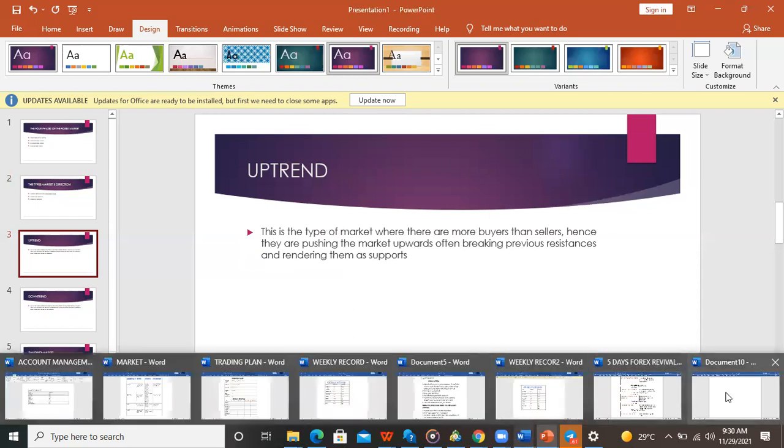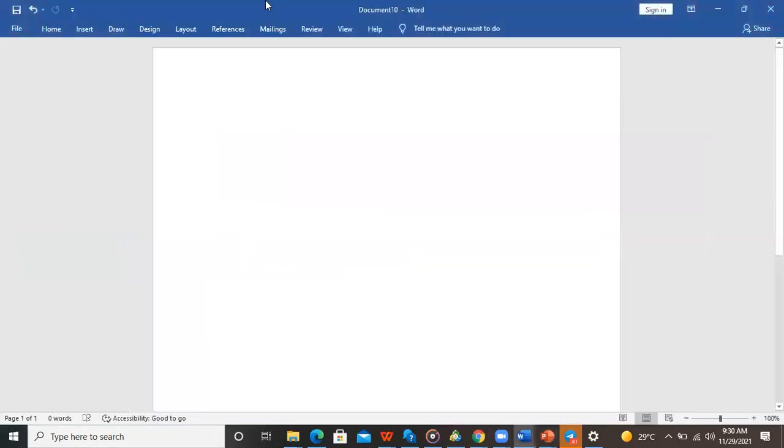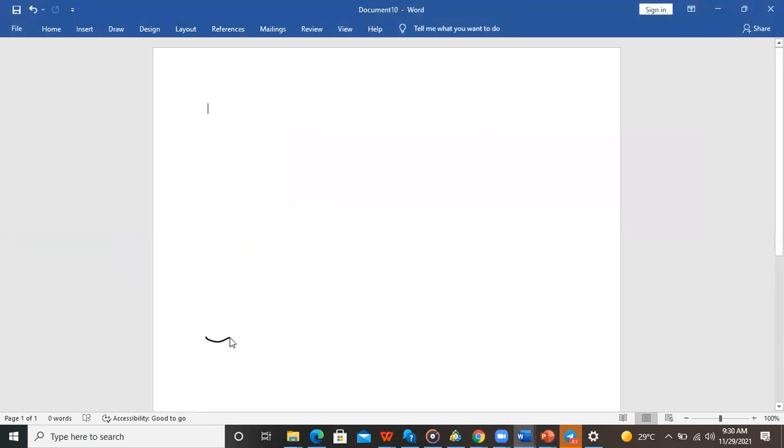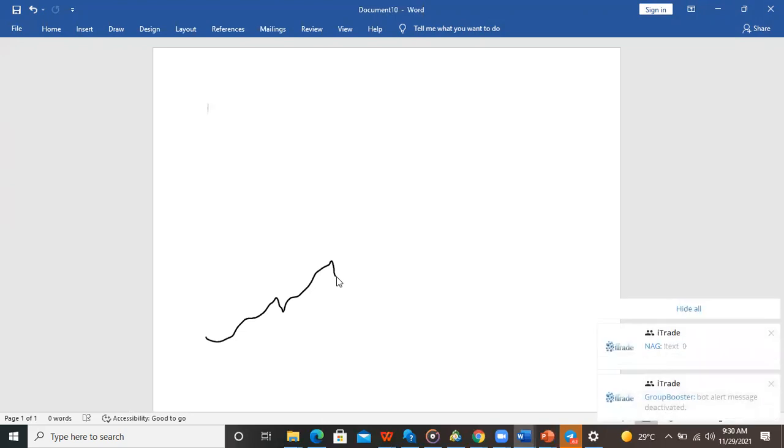Now I promised to make this practical enough, so let me go to my drawing board. What do I mean by an uptrend? This is where the market is now, but you realize that it's going up and then it will come down a bit, and then it will take over again, and then it will come down a bit.